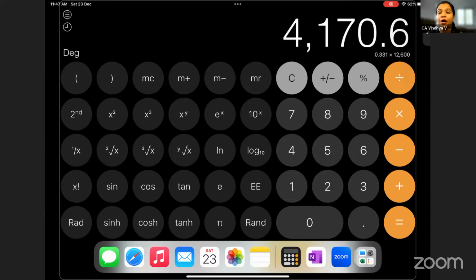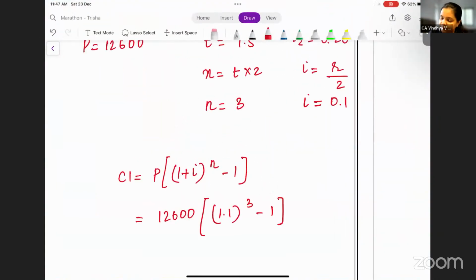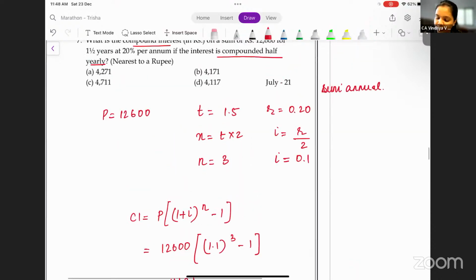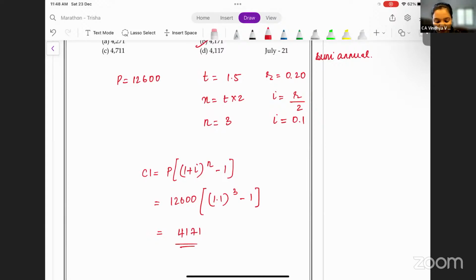You get 4,170.6. Now they've asked us to round it off to the nearest rupee. That means you round it off to the next value because 0.6 is there. So the answer is going to be 4171. Yes, option B. Right. I hope this is clear.